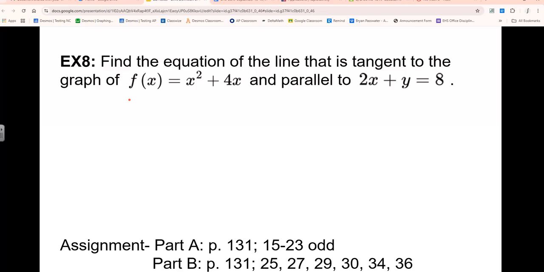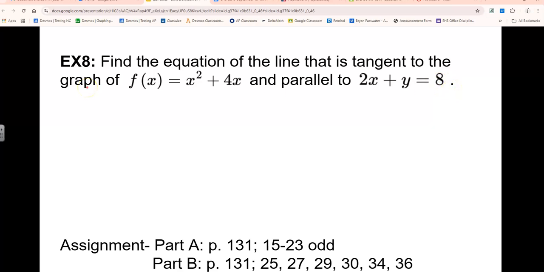This is a difficult problem. We're supposed to find the equation of the line that is tangent to the graph of f of x equals x squared plus 4x and parallel to 2x plus y equals 8.